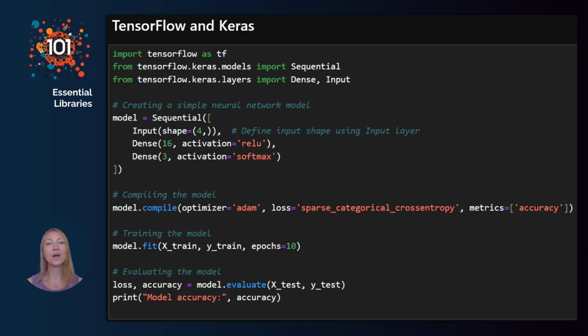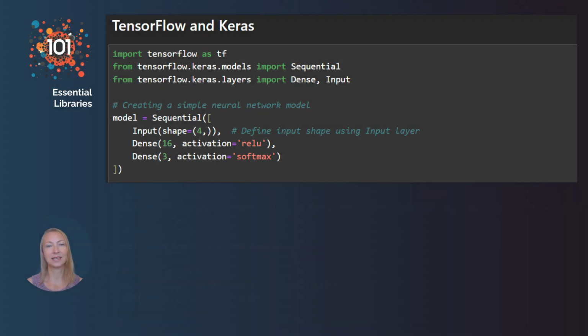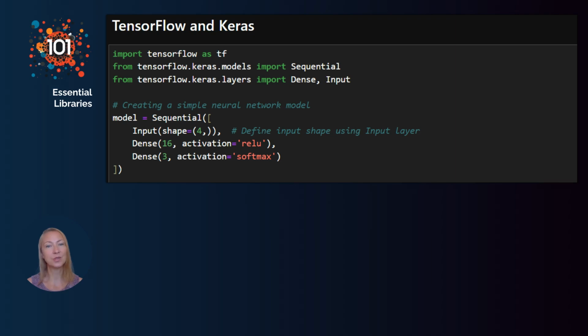Let's break down each part of the code. We're setting up a simple neural network here using TensorFlow and Keras. Keras, by the way, is like a high-level interface for building and training neural networks. It makes it really easy to create complex models without getting bogged down in the low-level details. To start with, we import TensorFlow and then pull in the specific parts of Keras that we need: Sequential for building the model, and Dense and Input layers, which will form the actual layers of our neural network.